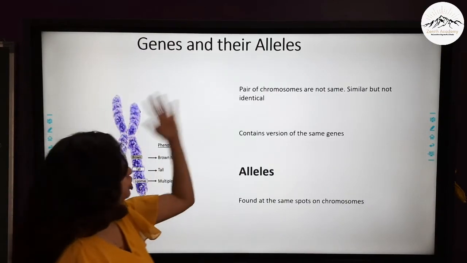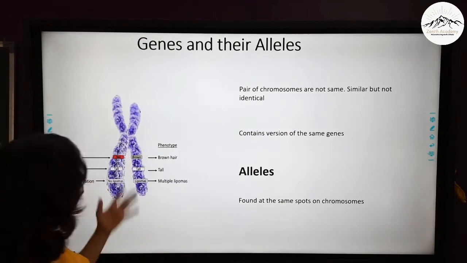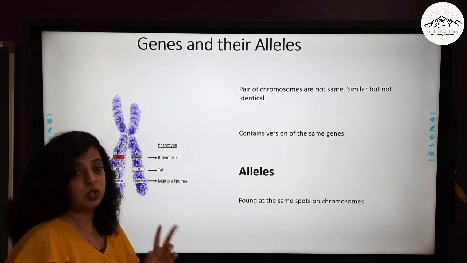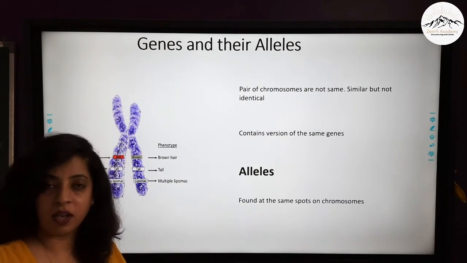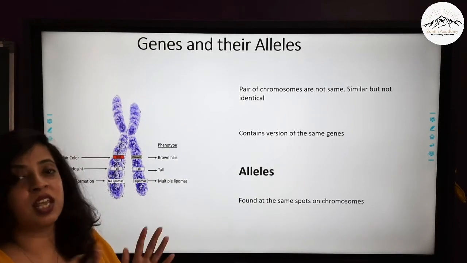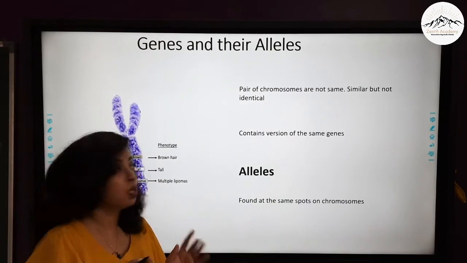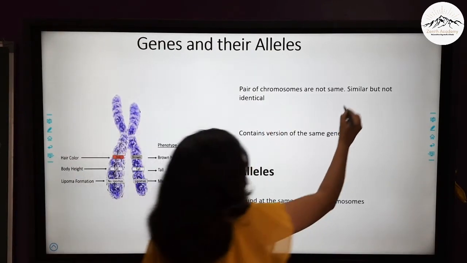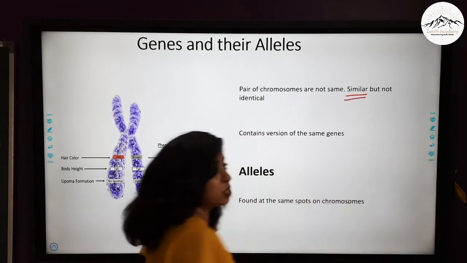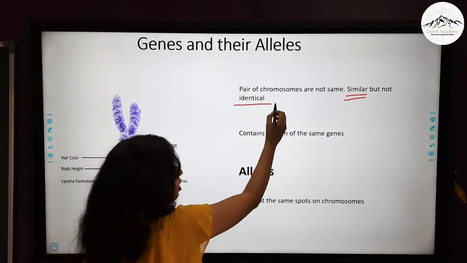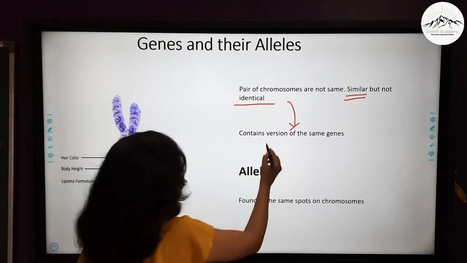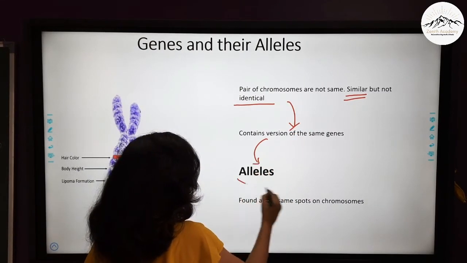Now let us see genes and the alleles. So here the pair of chromosomes are not the same. All the pairs of the chromosome. When we saw the homologous pair, which is the same in shape and size, these pair of chromosomes are not exactly the same. They are similar. I told you they are similar in shape and size, but they are not identical. They contain versions of the same genes, which are known as alleles.